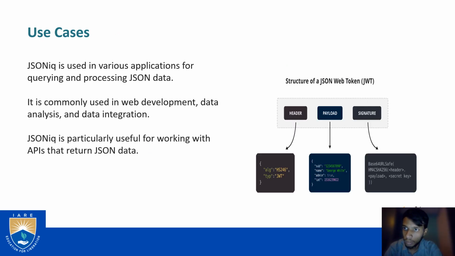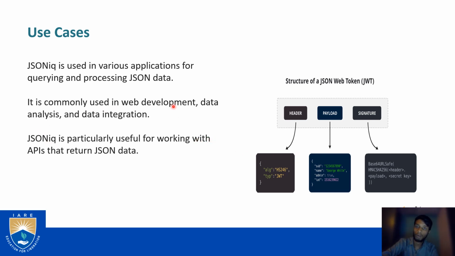Use cases: how the JSON will be used in applications and other real life examples. JSON is used in various applications for querying and processing JSON data. There is more and more demand on databases for JSON, because all are using JSON because it is easy to manage the data. We can upload the data and update the data. The data will not be lost when we want to change the database structure or data types.